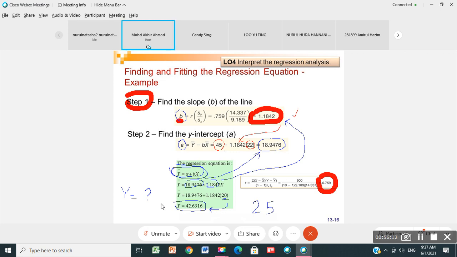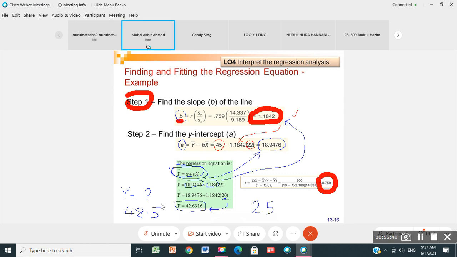So 48.55. So we get 48.5. You mean in case we do 25 calls, our sales should be 48.5 and so on. So they call this model. Okay, thank you, Candy.